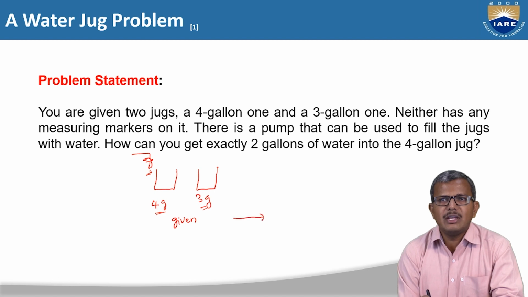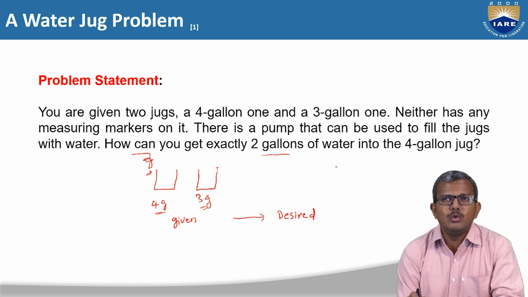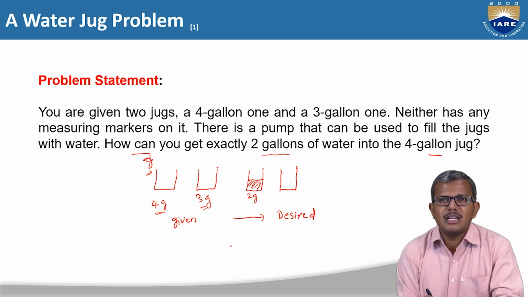From the given state we need to move to the desired state. So what is the desired state, meaning the expected state? We need to fill exactly 2 gallons of water into the 4 gallon jug. In between, from the given state to the desired state, we are supposed to apply the rules.